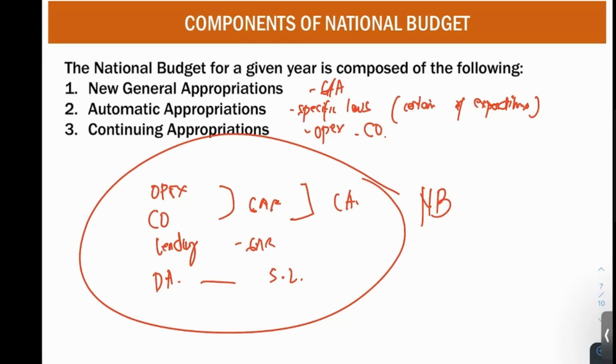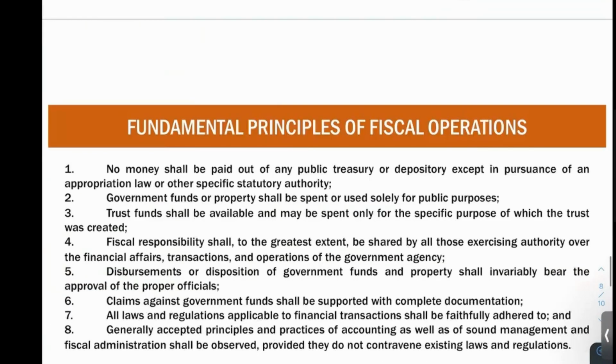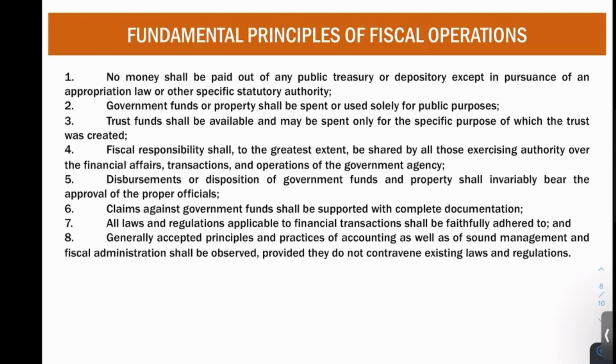And take note, this national budget covers the totality of your national government agencies. So when we say totality of government agencies, you already know what is a government or the national government. Take note, we said your national government is not only the executive, judiciary, and legislative, and the CONCOM, but all the three: national government, LGU, and GOCCs. So we go now to your fundamental principles of your fiscal operations.